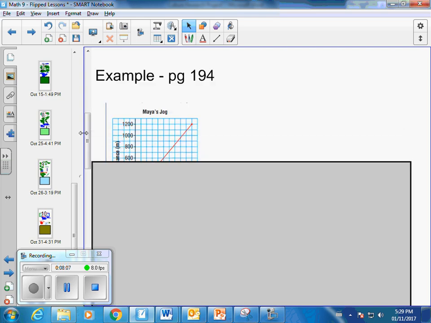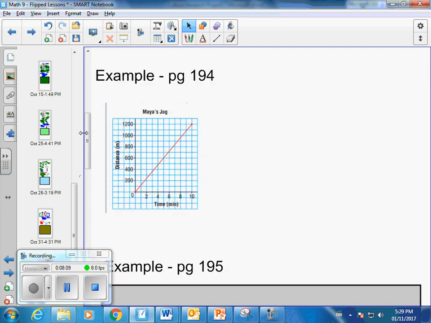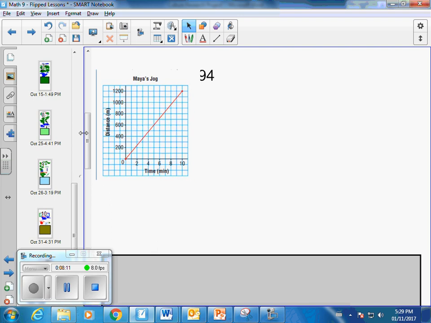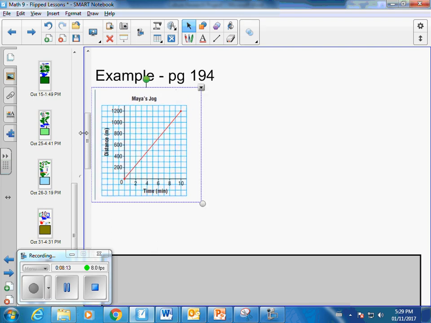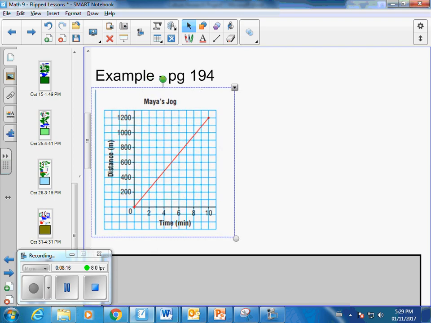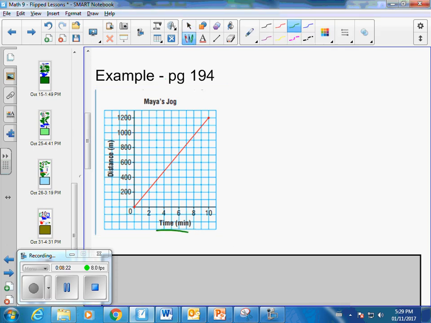Let's go ahead and look at the example on page 194. All right, so this is Maya, who is a jogger, and this particular graph shows the time in which she jogs and how far she's able to get in that time. So what we want to do is use this to predict how long it will take Maya to jog 2,000 meters.